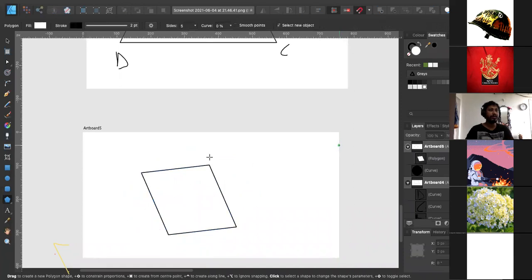Yeah. What about this one? This time you see that these two sides are parallel. These two sides are parallel. So this is a parallelogram. Okay. That's it.